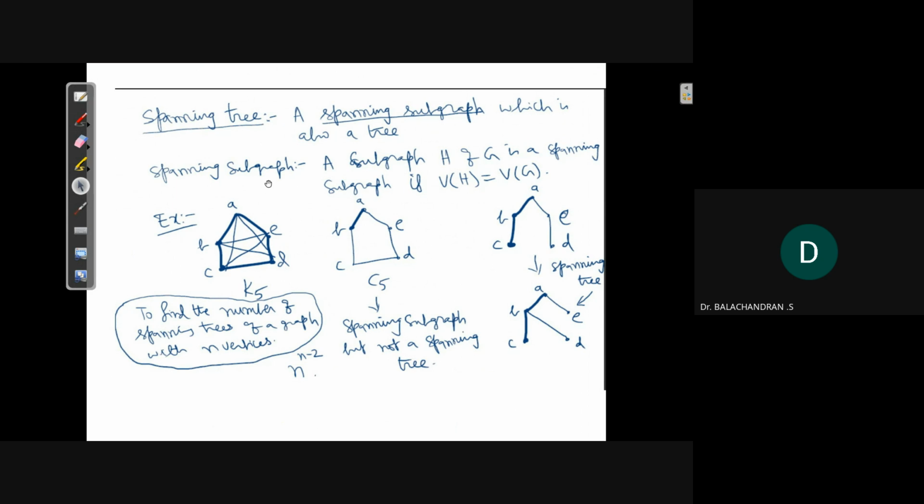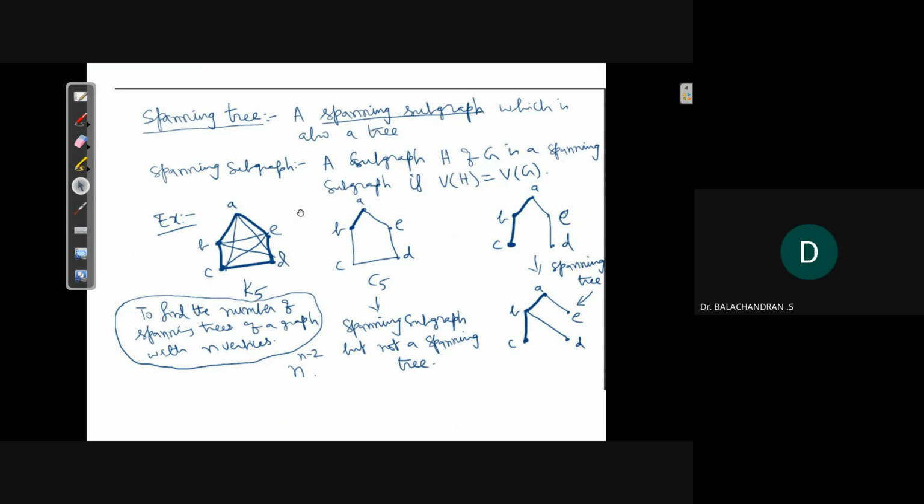Next, what is a spanning tree? First, it should be a spanning subgraph, which is also a tree. So I explained what a spanning subgraph is. A spanning tree should first be a spanning subgraph, which is also a tree. That means a spanning subgraph without a cycle is a tree.